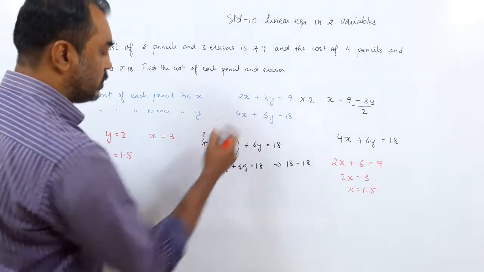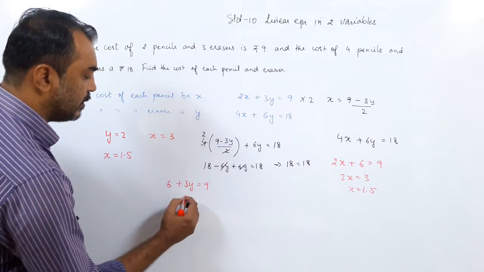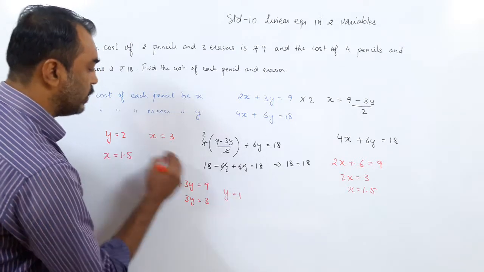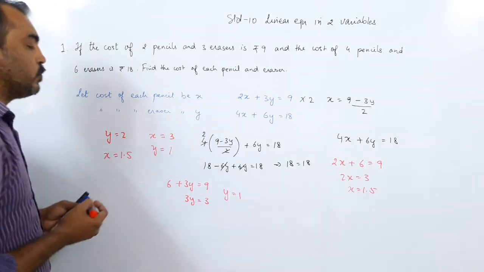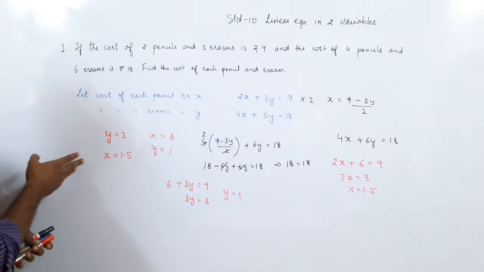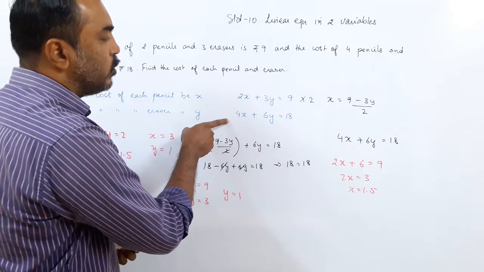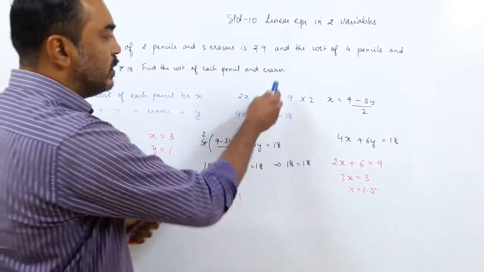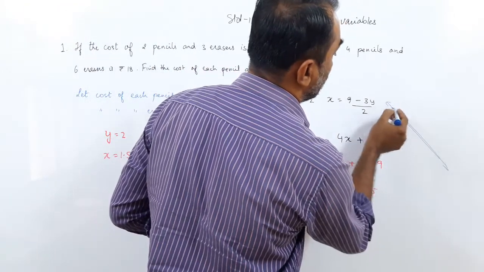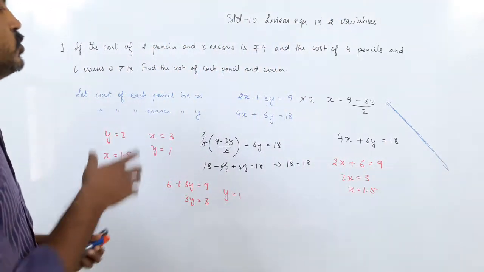Now let us say the pencil costs 3 rupees each. So 3 twos are 6, 6 plus 3y equal to 9. Then 3y equal to 9 minus 6, that is 3. y is equal to 1. So if the pencil costs 3 rupees, then the eraser will cost 1 rupee. But if you keep on changing the value of x and y, you will get so many answers. Why? Because we saw a1 upon a2 equal to b1 upon b2 equal to c1 upon c2 means the lines coincide. And because the lines coincide, there will be infinite solutions. So we will never get a unique solution here.